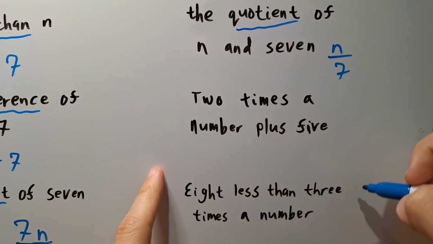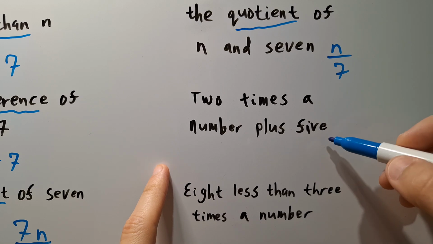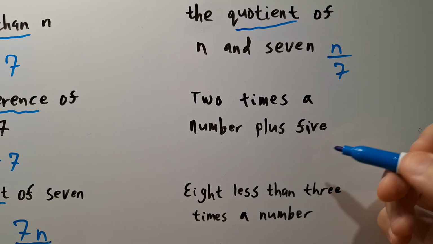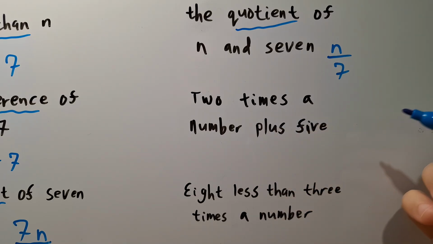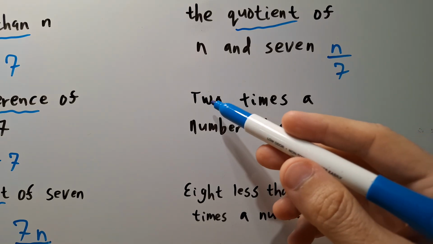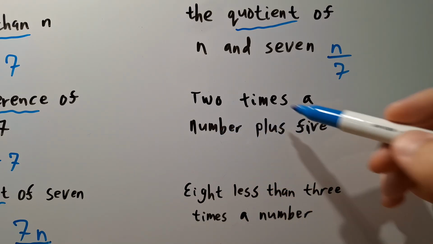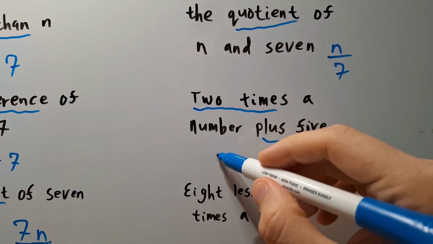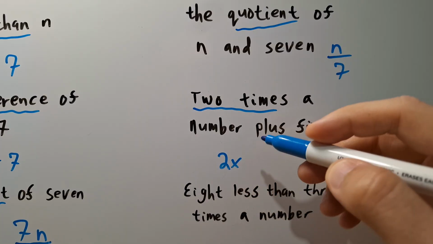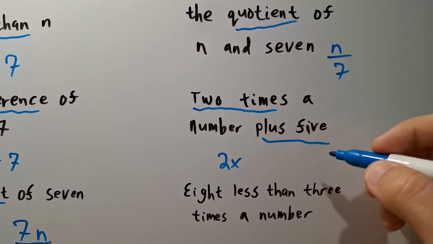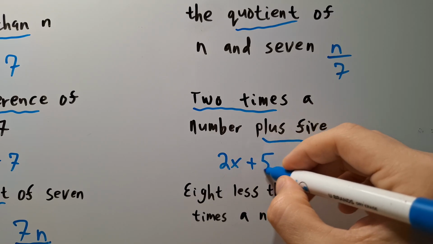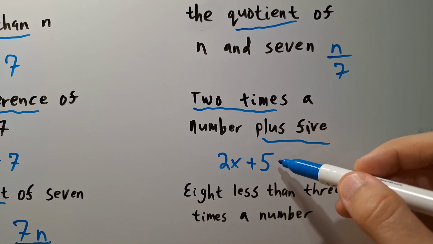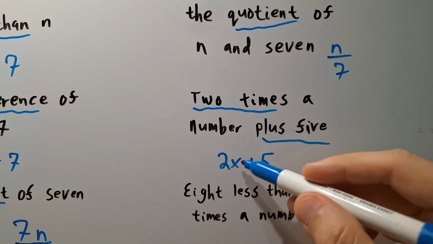Now for these last two, we don't have a variable defined, so we're going to come up with our own. And you can use any letter to help you out with this problem. I'm going to use x just by default. 2 times a number plus 5. So 2 times my number x, which I defined, and then plus 5. Now remember that addition is commutative, so I can also write 5 plus 2x. 2x plus 5 is also acceptable.